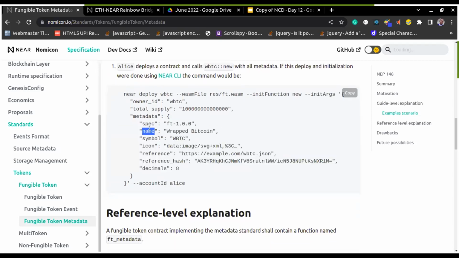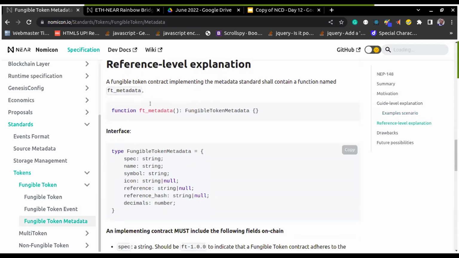So you need to provide this information to basically describe your fungible token. And again, we'll see why the information is needed while we interact with some practical smart contracts that we'll be working through tomorrow. Now, a fungible token contract that implements the metadata standard shall contain a function named FT metadata.